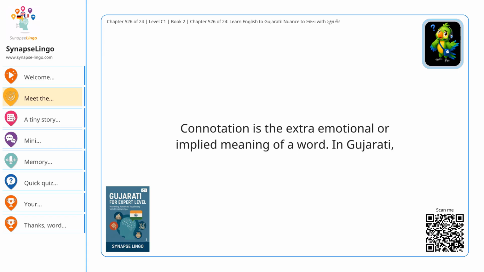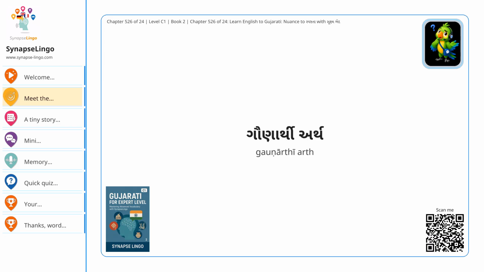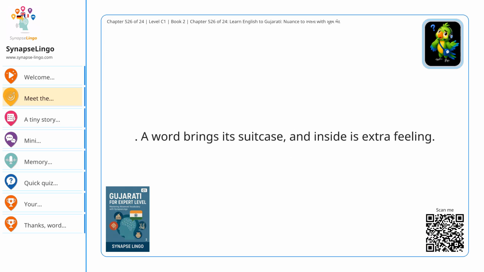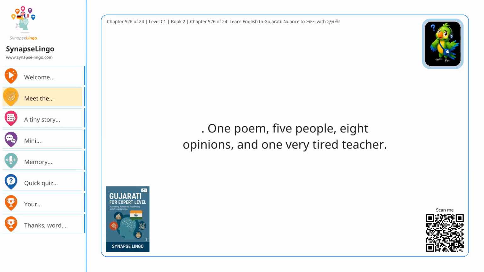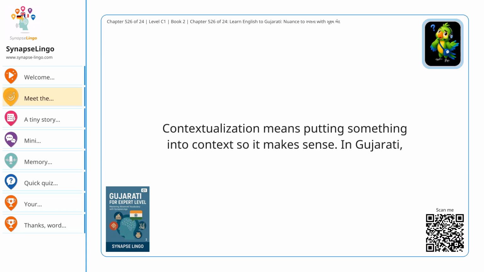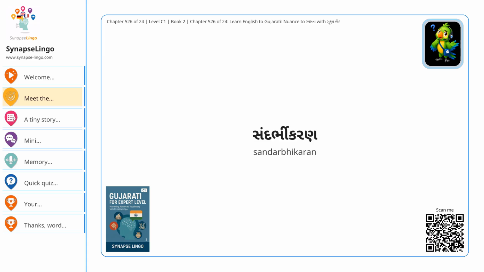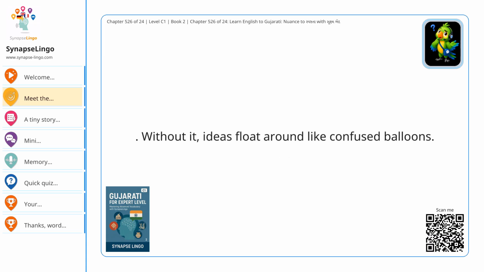Connotation is the extra emotional or implied meaning of a word. In Gujarati, गौणार्थी अर्थ. A word brings its suitcase, and inside is extra feeling. Interpretation is how someone explains or understands meaning. In Gujarati, अर्थघटन. 1 poem, 5 people, 8 opinions, and 1 very tired teacher. Contextualization means putting something into context so it makes sense. In Gujarati, संदर्भीकरण. Without it, ideas float around like confused balloons.